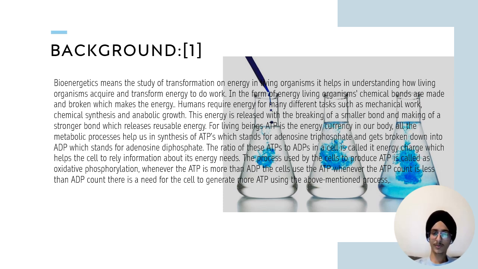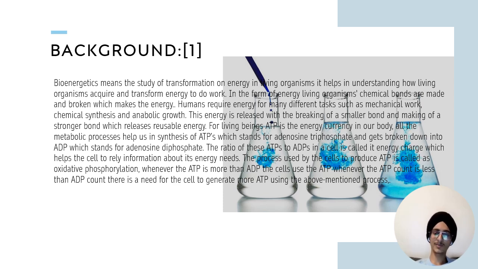Humans require energy for many different tasks, such as mechanical work and chemical synthesis, as well as the anabolic growth that our body goes through. This energy is released with the breaking of a weaker bond and making of a stronger bond, which releases reusable energy. For living beings, ATP is the energy currency in our body. All the metabolic processes help us in synthesis of ATP, which stands for adenosine triphosphate, and gets broken down into ADP, which stands for adenosine diphosphate.